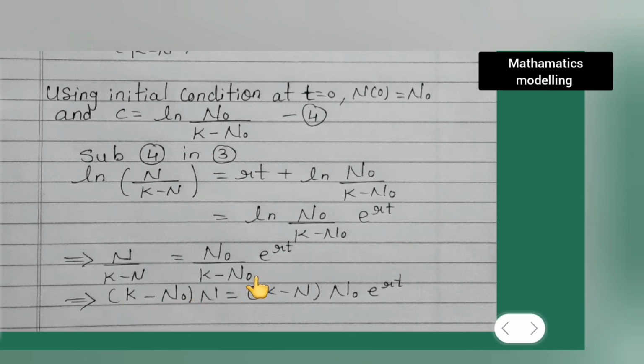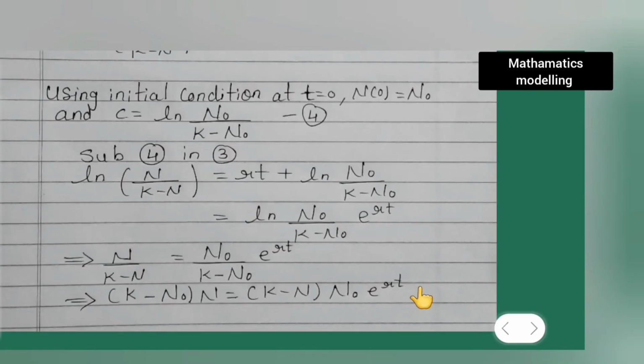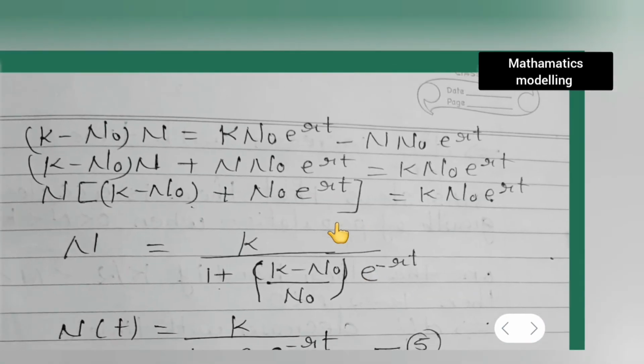So (k − n₀) into n is equal to (k − n) into n₀ e^(rt). Write it as it is. Okay, next what I'll have to do is, see, I have written this same equation over here.